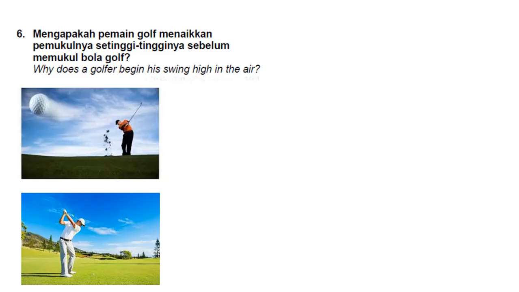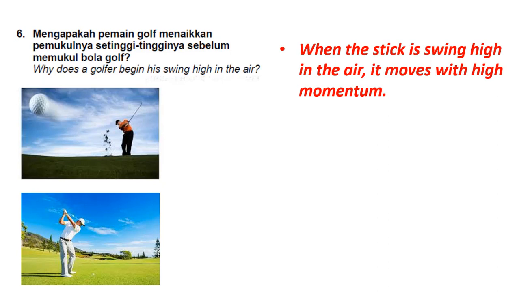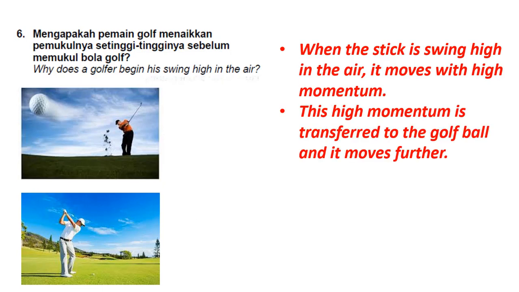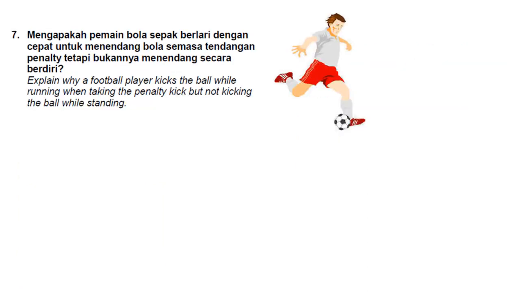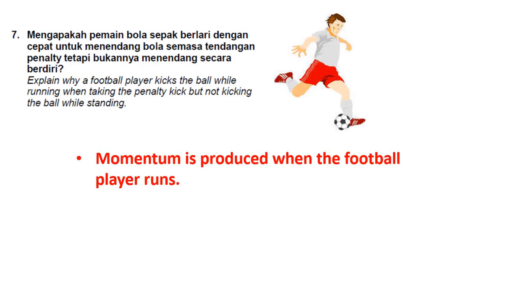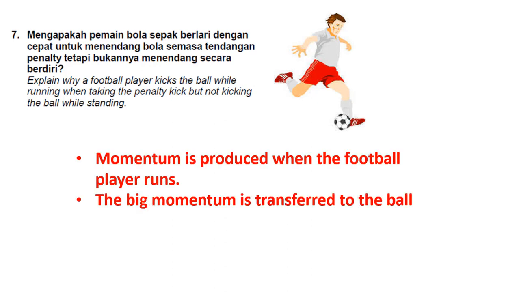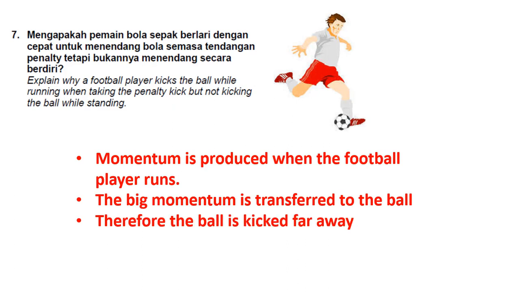Now, last part. Why does a golfer begin his swing high in the air? The idea is, when the stick is swung high in the air, it moves with high momentum. So this high momentum is transferred to the golf ball and it moves further. A football player kicks the ball while running when taking the penalty kick, but not while standing, because when he runs, he gains momentum. So the big momentum is transferred to the ball, and the ball is kicked far away with high velocity.